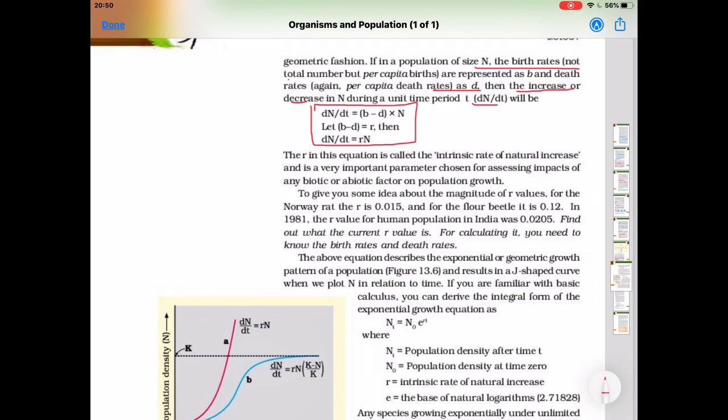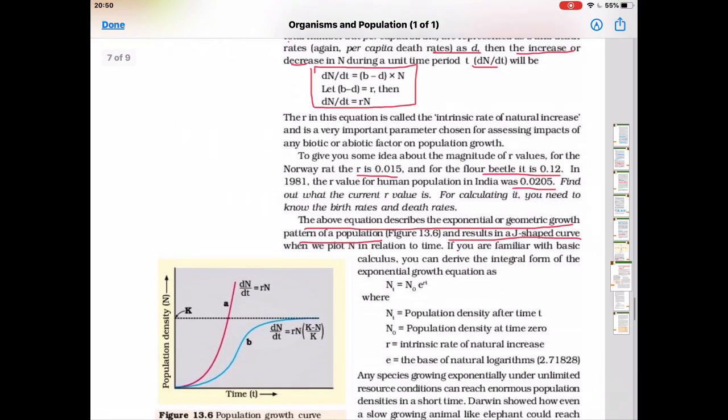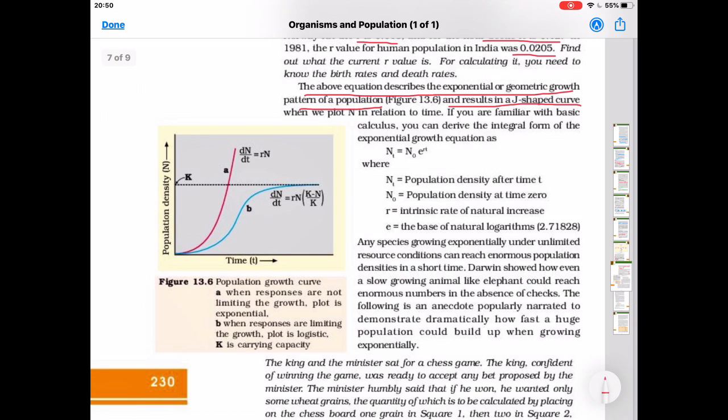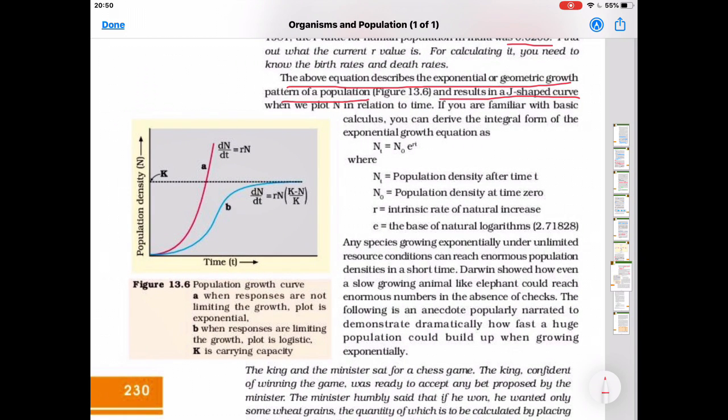For the Norway rat, the value of r is 0.015 and for the flour beetle it is 0.12. In 1981, the r value for human population in India was 0.0205. The above equation describes the exponential or geometric growth pattern of a population and results in a J-shaped curve. In figure 13.5, the red colored curve A is shown as the exponential or geometric growth curve, J-shaped. Just see the shape J.